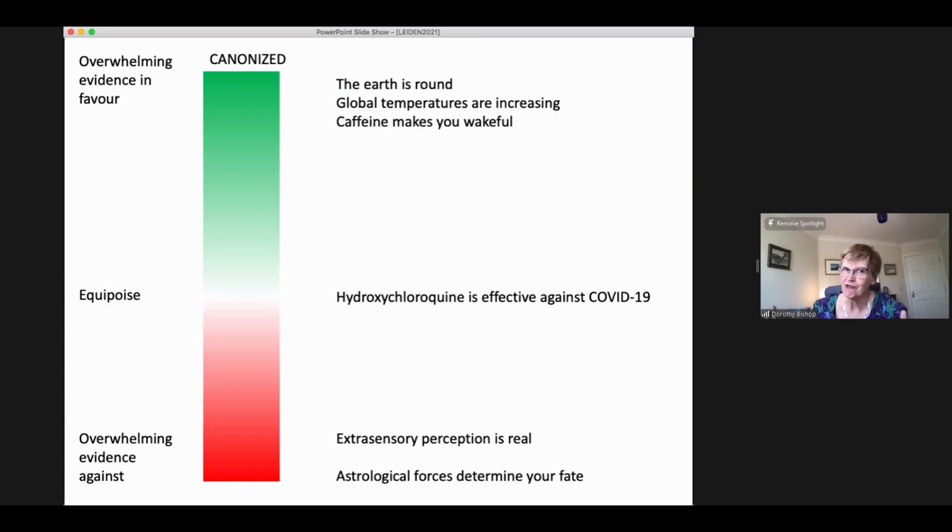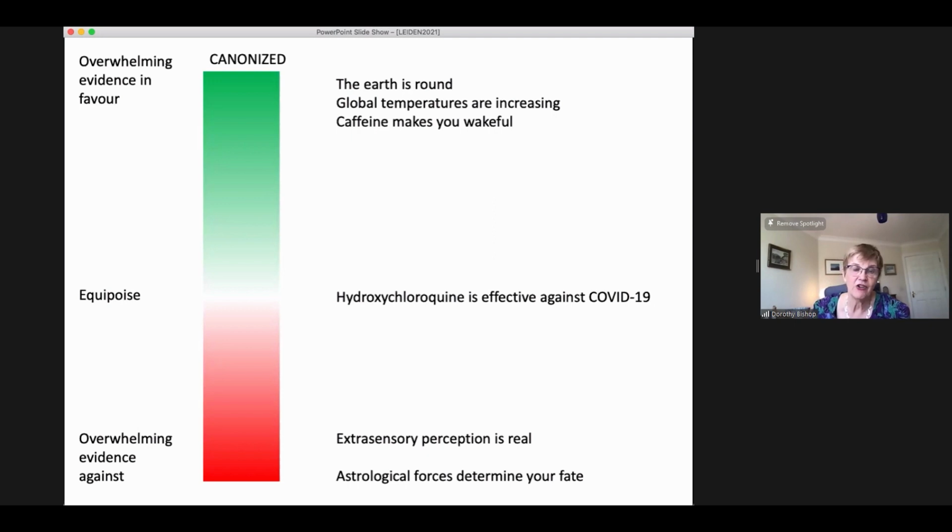Extrasensory perception is real is an interesting one, because Darryl Bem, who wrote that famous paper, did try to publish and succeeded in publishing a paper claiming there was some evidence for that. And that was one thing that actually kick-started psychology's concern about reproducibility, because so many people just thought this isn't actually true. But when we do research, we're mainly focusing on things in the middle, and we're trying to move to the green or to the red.